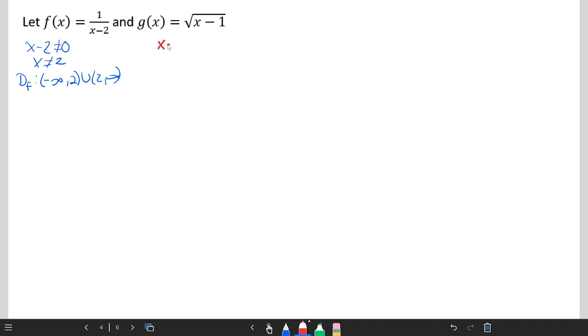For g of x, we have a square root. We want what's under the square root to be positive or 0, so x needs to be at least 1. So the domain of g is everything greater than or equal to 1.